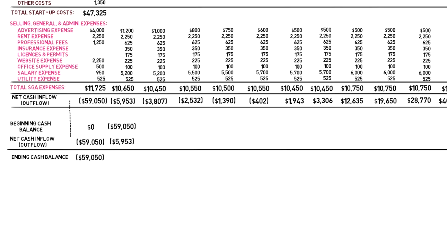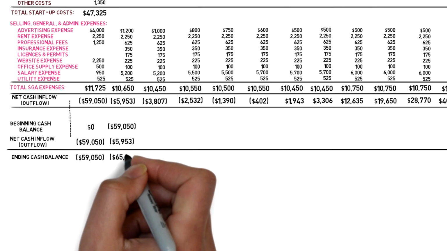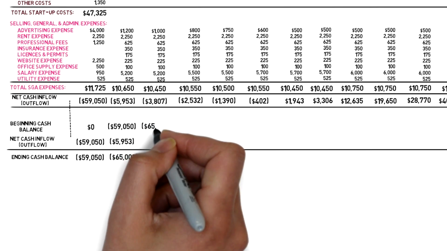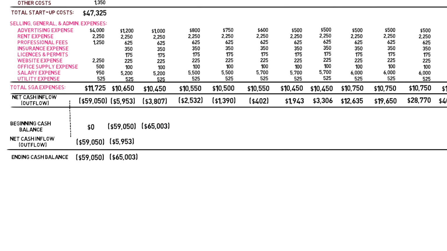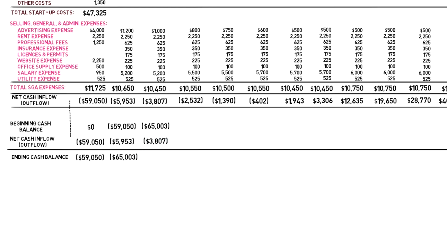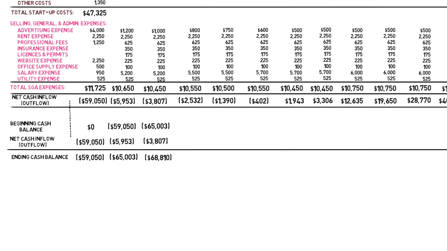Our next month, our ending balance for the previous period becomes our beginning cash balance. We have a cash outflow of $5,953,000. Therefore, our net cash balance is a negative $65,000. And we keep on following our cash balance. We do that through the entire period, or through the entire length of time that we're doing this exercise for.